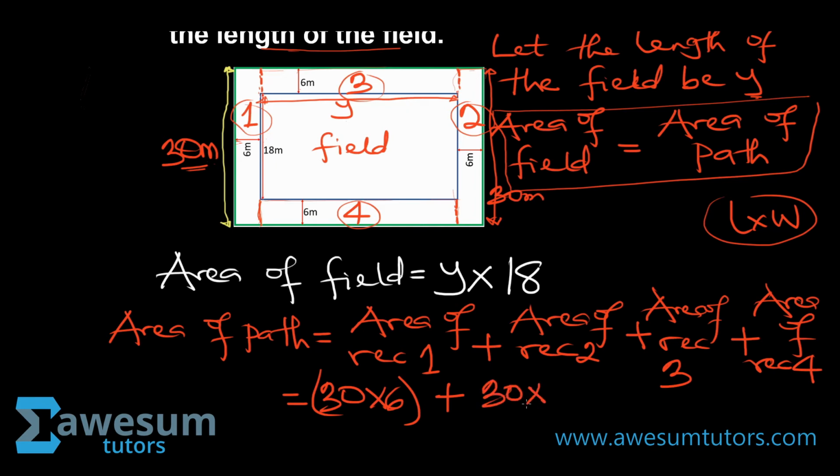30 times, what is the width? 6. So 30 times 6, okay, plus, what about the area of rectangle 3? This is rectangle 3. Take note, this is how rectangle 3 looks right now.